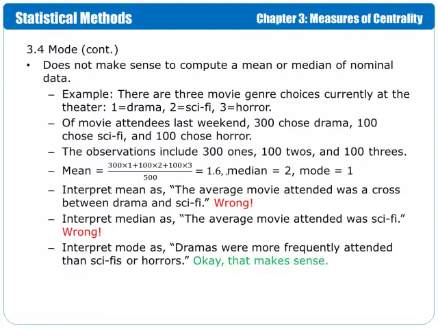Here's an example to show that. There are 3 movie genres currently at the theater: 1 for drama, 2 for sci-fi, and 3 for horror. So we're just giving them a number, but those numbers just represent the categories.